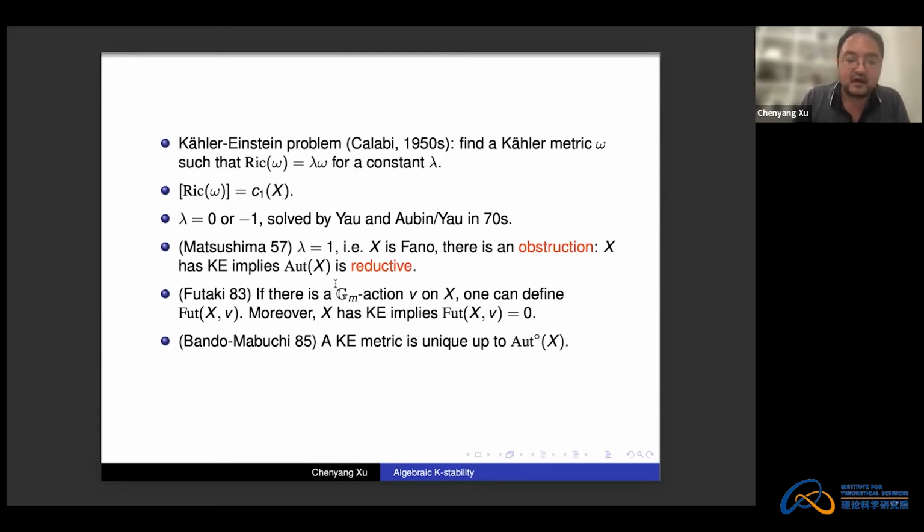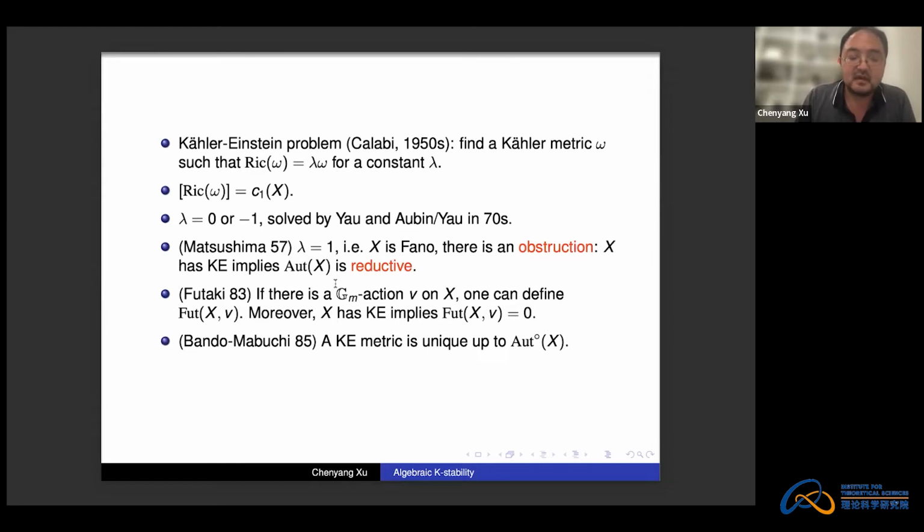But for Fano varieties, there are many examples whose automorphism group is not reductive. For instance, famously, if you blow up 1 point or 2 points on P2, you can calculate the automorphism group, and it is not reductive. But this is not the only obstruction. This is the obstruction that can be seen in the easiest way, but it's not the only one. Later we will see there are much deeper ones.